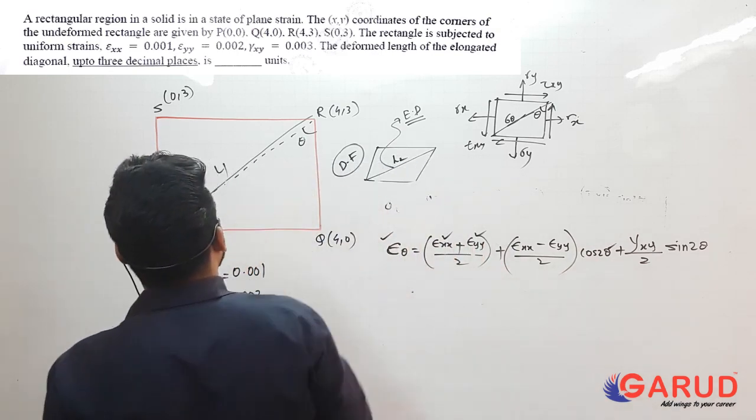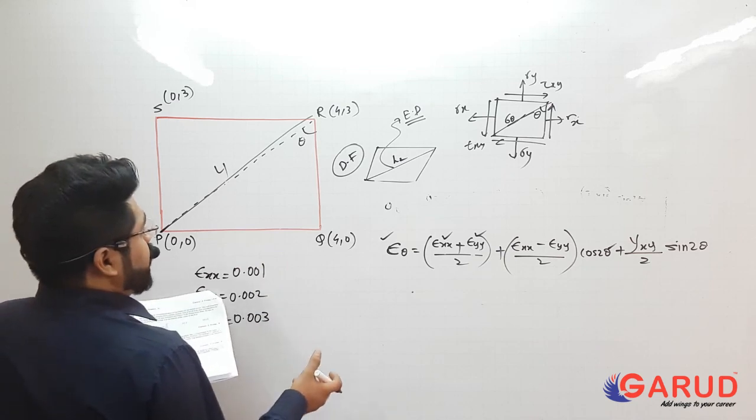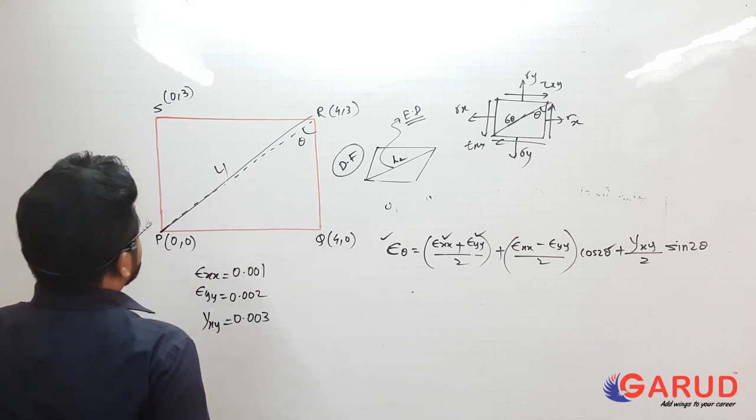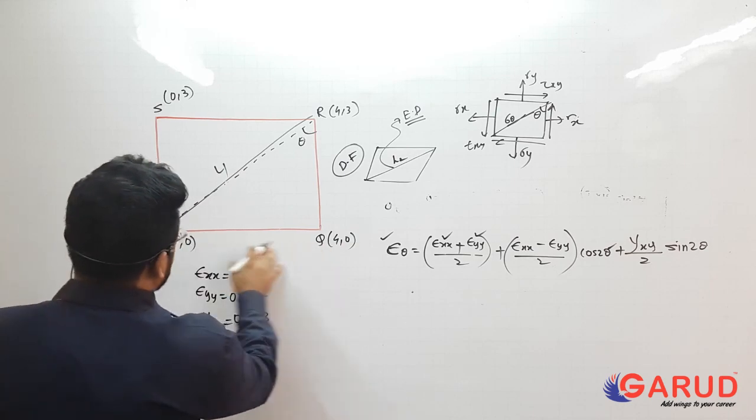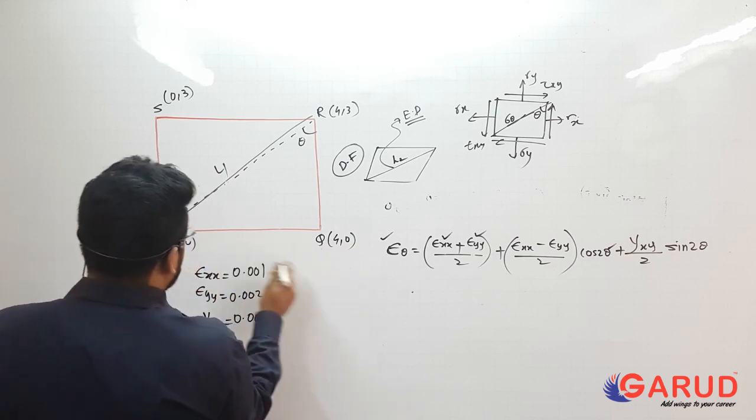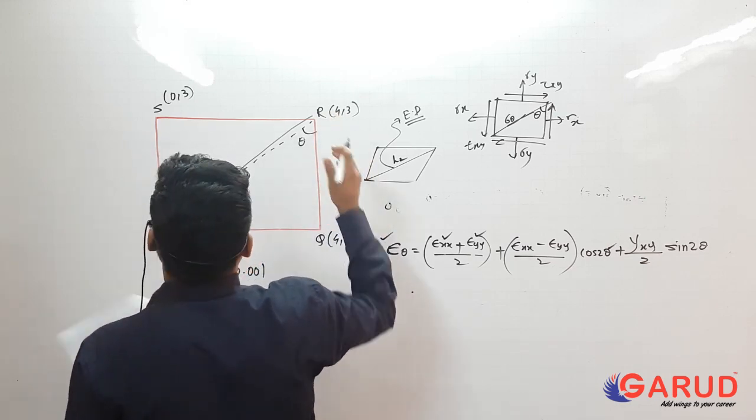Let's come back to the original rectangle. This is the original rectangle. Before the application of any load, the rectangle was of this shape. So what is angle theta over here? How can you find it? Very easy. You know the value of the base part, that is PQ, which is 4. You know the value of QR, which is 3.